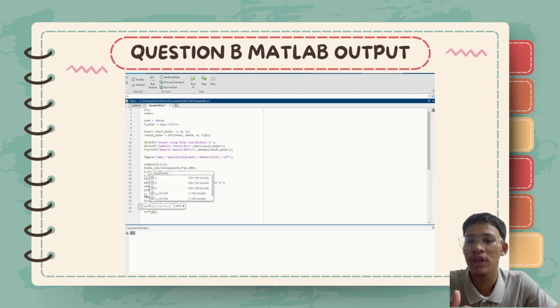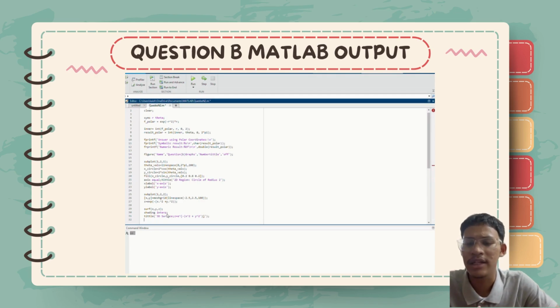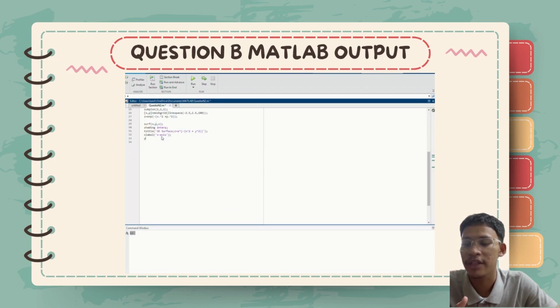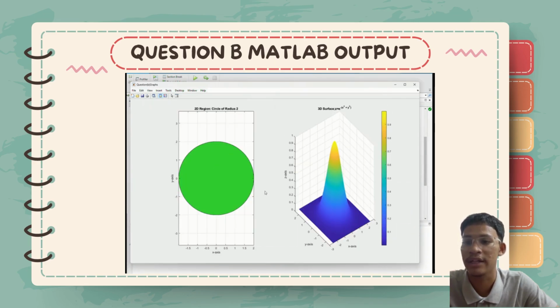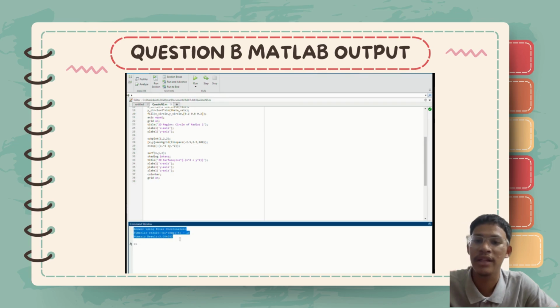Next, I included two graphs to better understand the problem. The first is a 2D plot showing the region of integration, a filled circle of radius 2. This helps visualize the domain over which the function is being integrated. The second is a 3D surface plot of the function f(x,y) equals e to the negative x squared plus y squared. It looks like a smooth bell shape with the highest point at the center and gradually decreasing outward. By combining symbolic integration with polar coordinates and clear graphical visualization, this approach provides both an exact solution and an intuitive understanding of the integral.